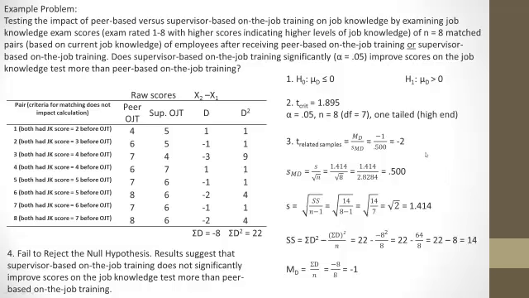So you can't really capitalize on chance and go back and say, actually, I meant that peer based was better, and change it all up. As frustrating as it is as a scientist, you're supposed to do all of this in sequence. So this would fail to reject the null hypothesis. If this was a negative critical value, we would reject the null hypothesis, but it's not. We fail to reject, and results suggest that supervisor based on the job training does not significantly improve scores on the job knowledge test more than peer based on the job training. In fact, the opposite is true, but we're not going to go there because that is not according to our original hypothesis.